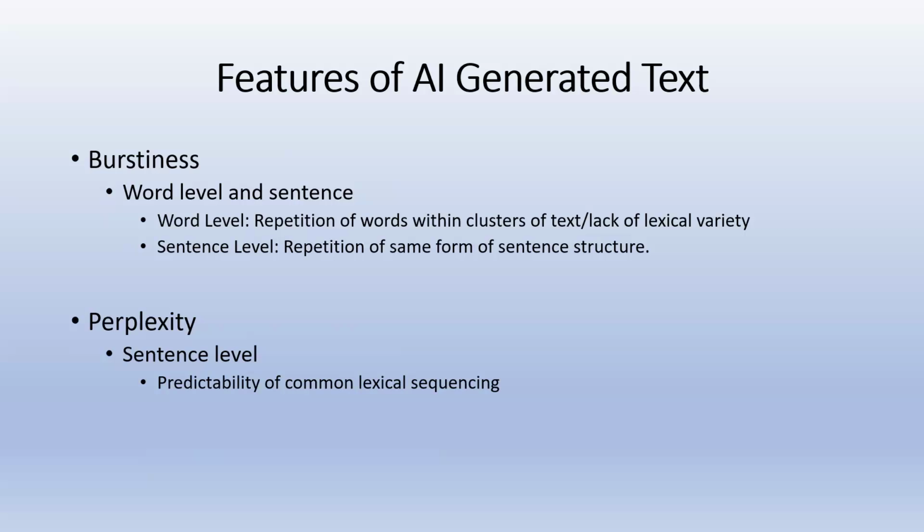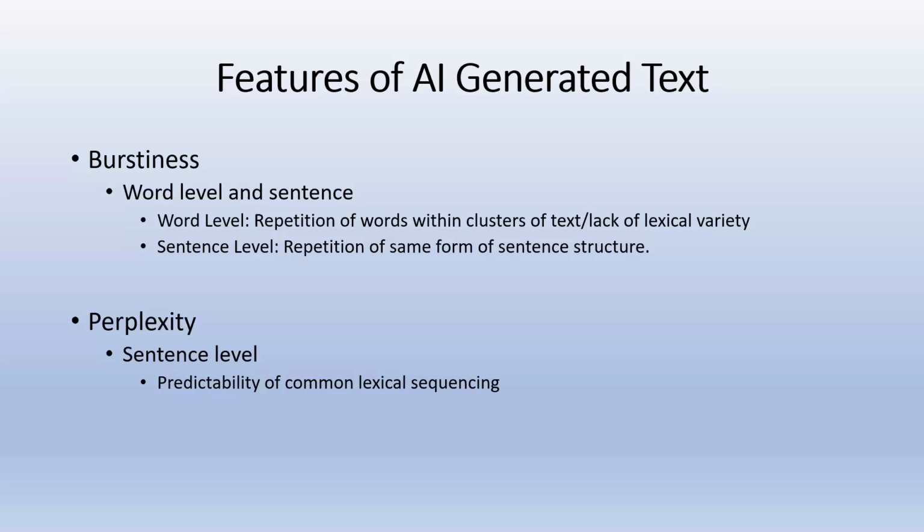The first of these that I'm going to mention is called burstiness, and the second is perplexity. These are kind of like artifacts that have not been able to be completely removed from AI-generated text to make it as human-like as possible. So burstiness basically means repetition. Burstiness means that words are used over and over within small clusters, such as within a paragraph. The same word will be used repeatedly.